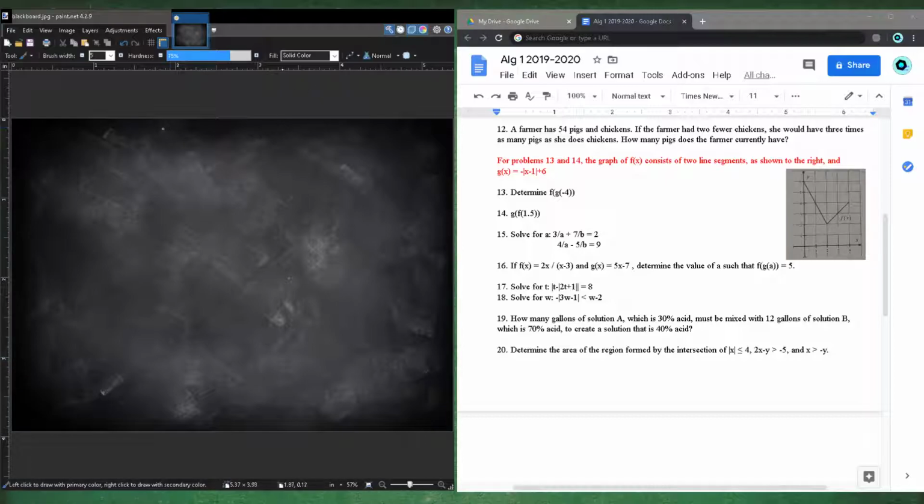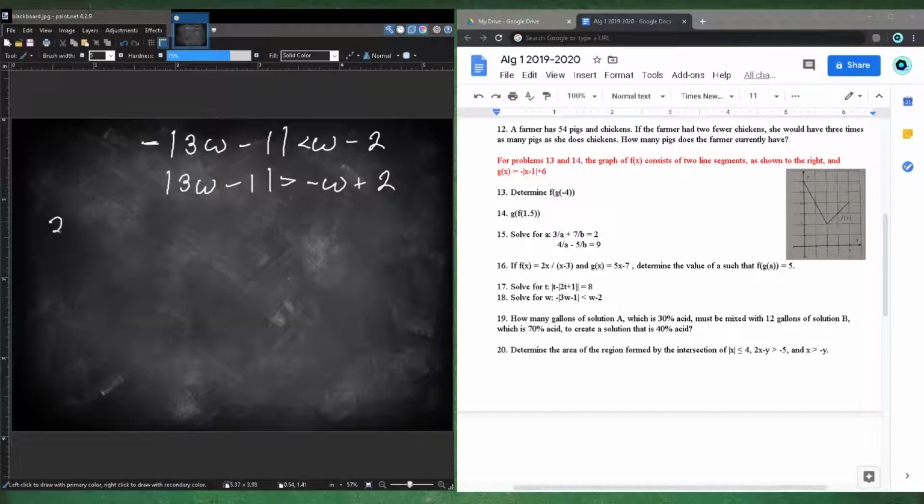Okay, now solve for W. So negative absolute value 3, W minus 1 is less than W minus 2. So as I said before, I like to keep the absolute value one here positive, so I'm going to divide by negative 1. When you're dividing by a negative with the inequality, you have to change the sign. So less than becomes greater than. So negative w plus 2.